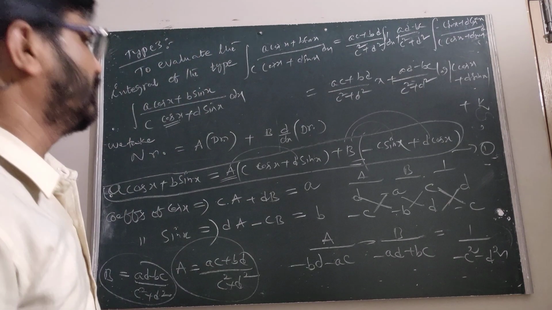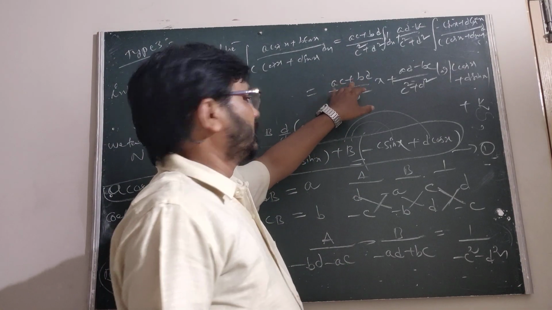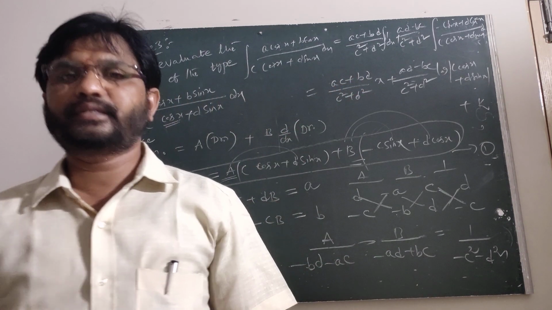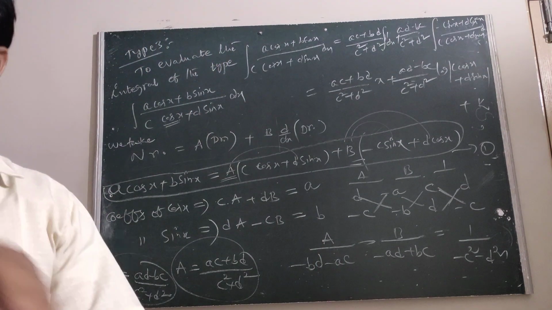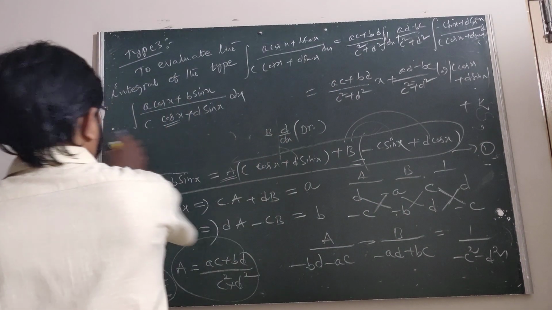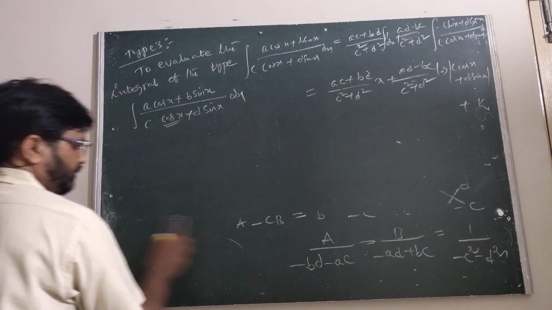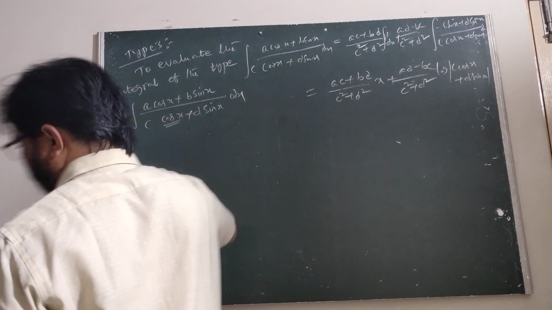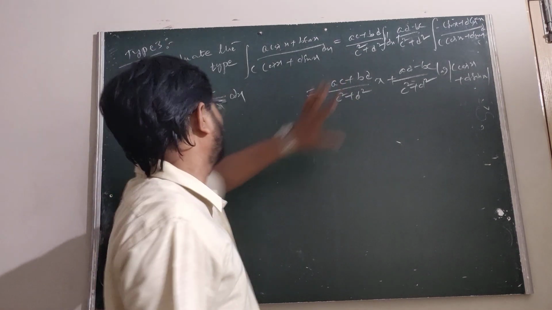We get the answer: AC plus BD by C square plus D square into x, plus AD minus BC upon C square plus D square into log mod of the denominator. Therefore, this is the method. First we compare the cos x and sin x coefficients. After getting the A and B values, we substitute them, and after that, dividing by the denominator on both sides, we get this.